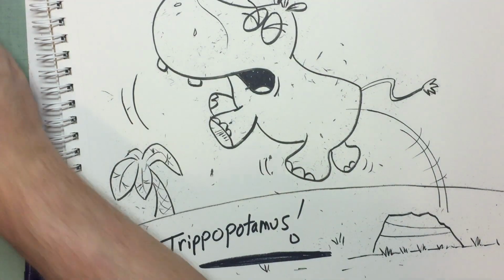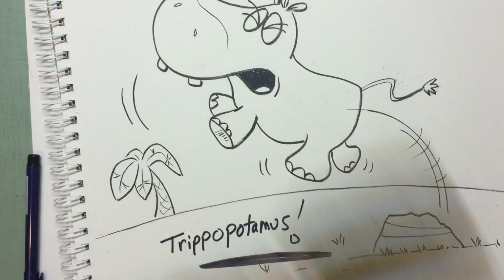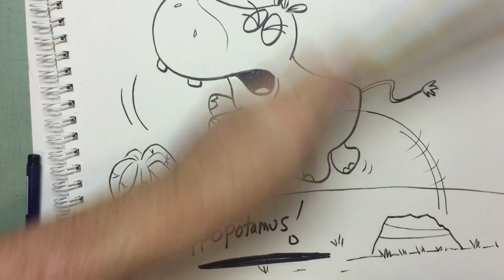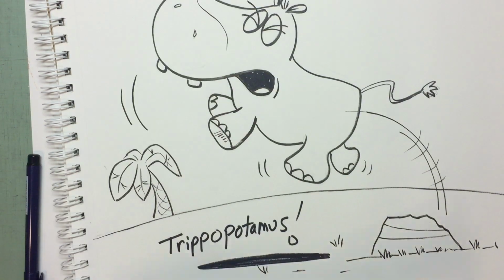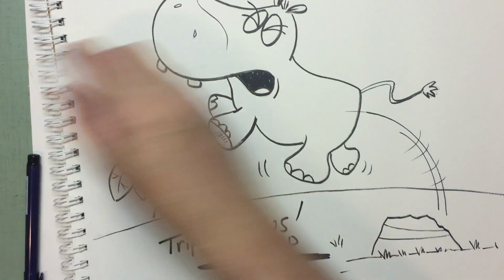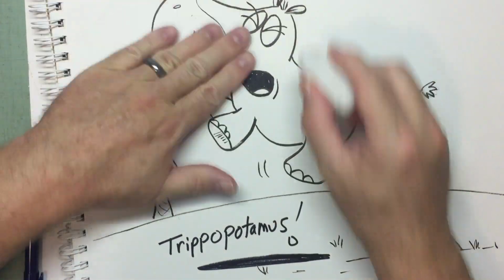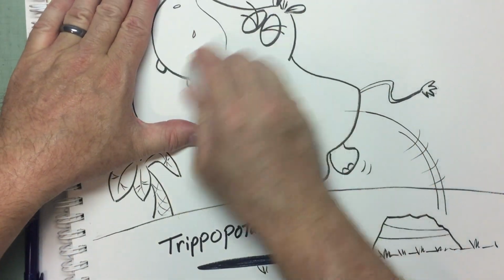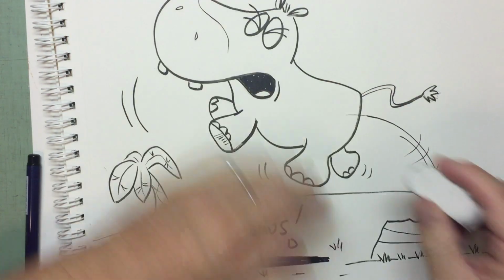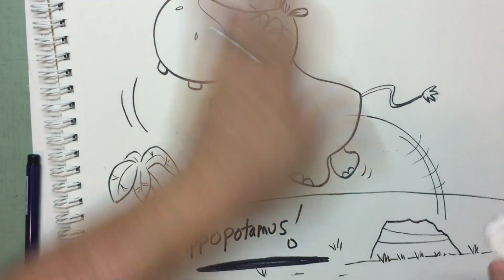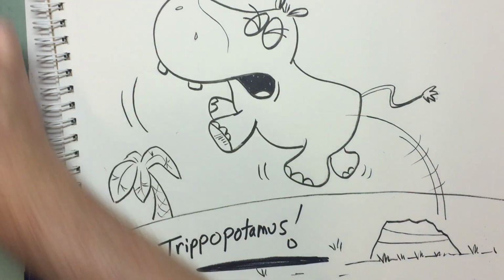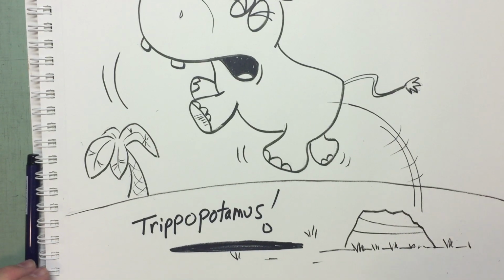But a lot of times at night we get our best ideas. So I try to keep some paper and pencil near the bedside. So if I do get a really cool idea that I want to kind of draw the next day or write about, I'll be able to turn the light on real quick, write down my idea, and go right back to sleep. There he is, the Trippopotamus.